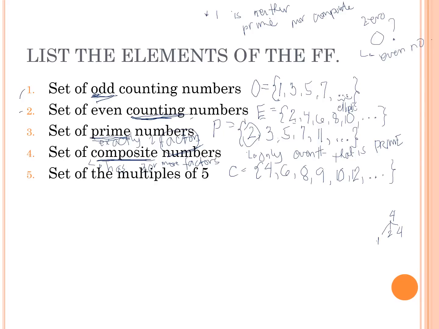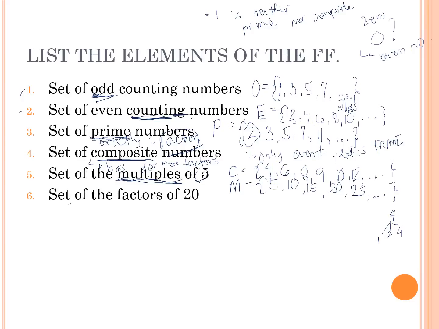And let's continue with number 5, the set of the multiples of 5. When we say multiple, this is the result when we multiply that certain number by our counting numbers, starting with 1. So when we multiply 5 times 1, the result is 5. 5 times 2, 10. 5 times 3, 15, and so on. We write M as the name of our set, but again, you can use other letters if you want. Let's start with 5, followed by 10, 15, 20, 25, and so on. So those are the multiples of 5.